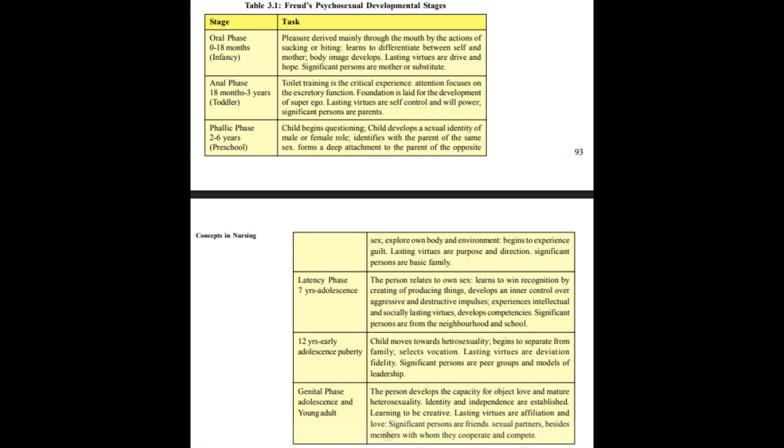2. Dynamics of personality. Each person has a certain amount of psychic energy to cope with the problems of everyday living.